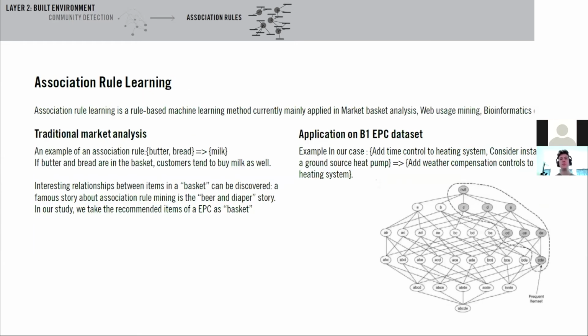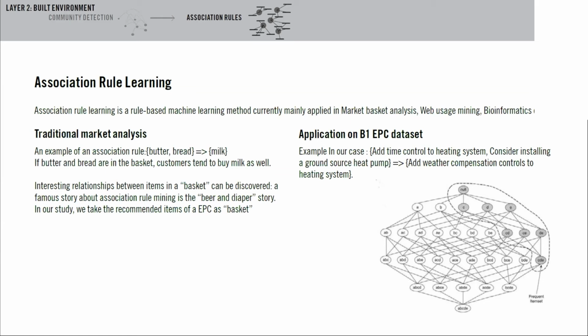Andrea, next one. Yeah, so to deal with EPC information, we're mainly using the recommendations that come along with every EPC for the improvement. So we're using association rule learning. It is a rule-based machine learning method currently mainly applied in market basket analysis, web usage mining, or bioinformatics. For example, a market analysis would be: if in the supermarket butter and bread are purchased, the customer tends to buy milk as well. So this is a kind of rule.